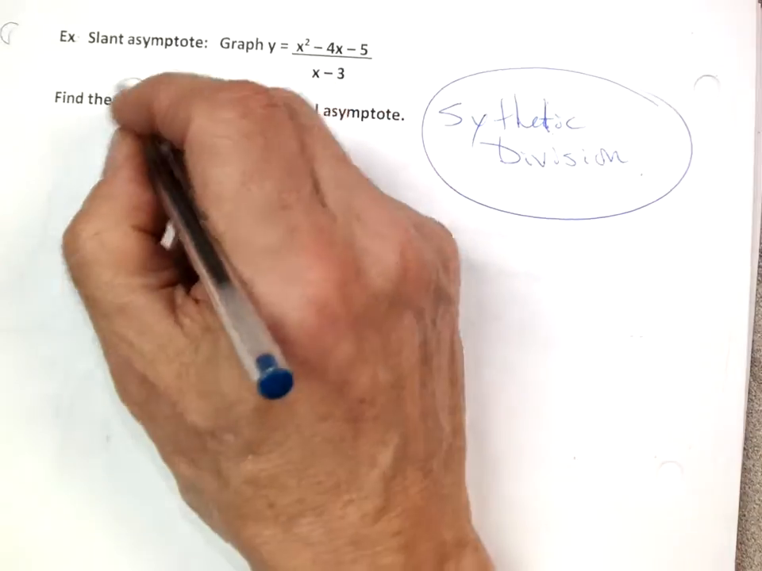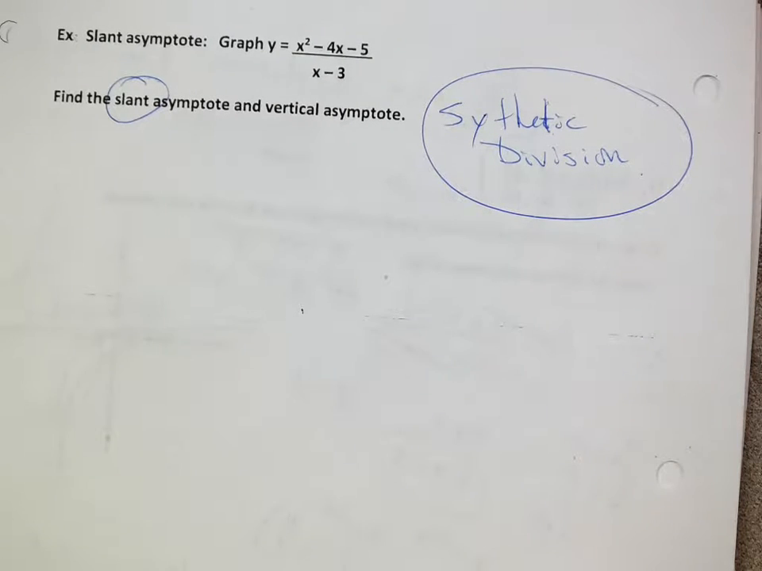We will have a slant asymptote, okay? So if you have a slant asymptote, you will not have a horizontal one. If you have a slant, you will not have a horizontal. If it's going like this, it's tipped. It's not flat, okay?